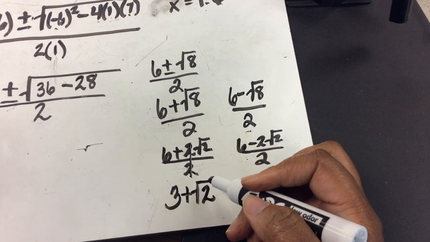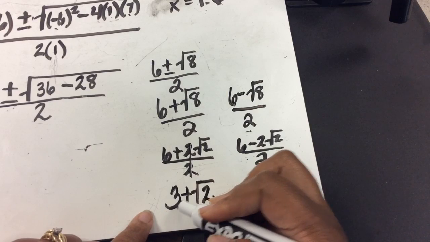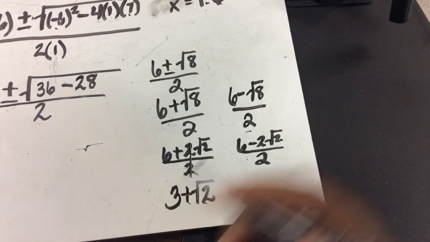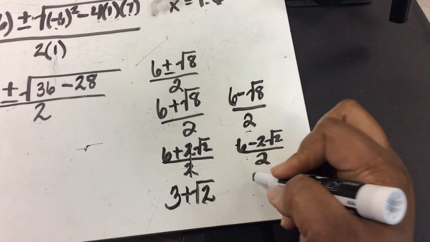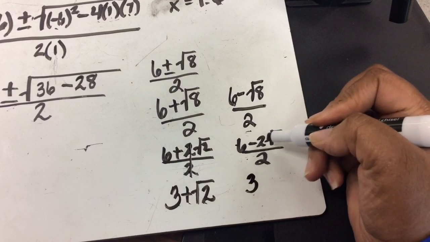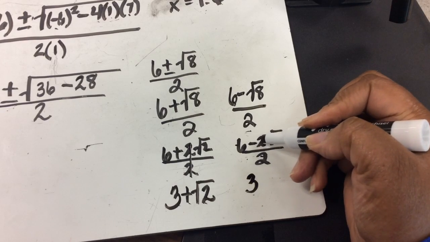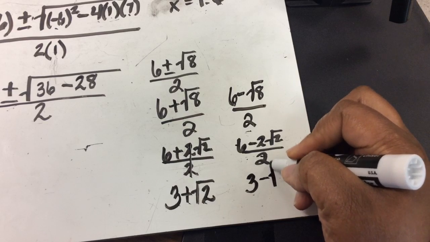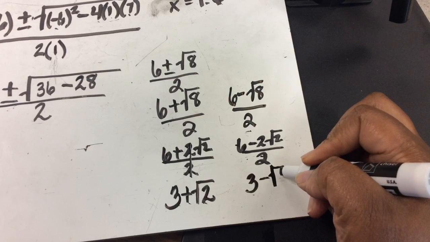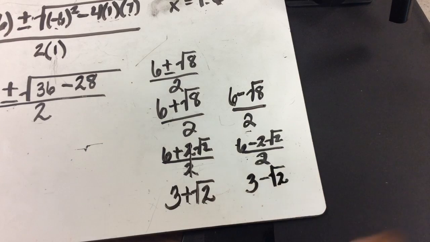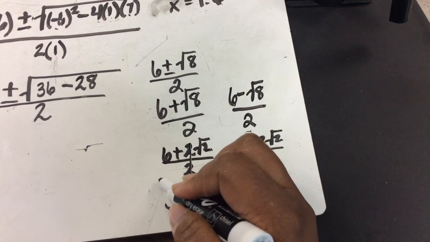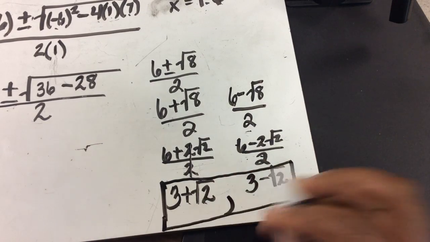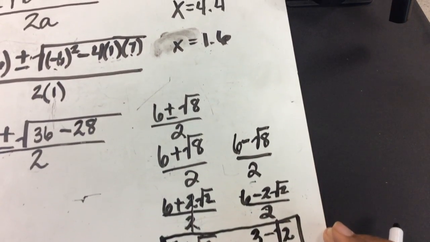So our first root is 3 plus the square root of 2. Now let's simplify the other side. 6 divided by 2 gives us 3. Negative 2 over 2 simplifies to a negative 1. So 3 minus the square root of 2. Those are my roots.